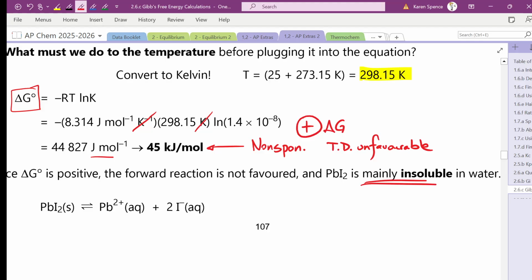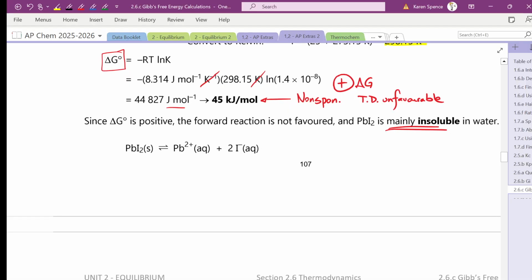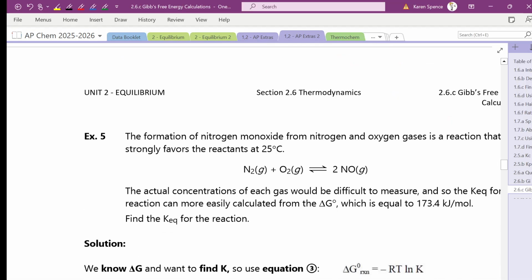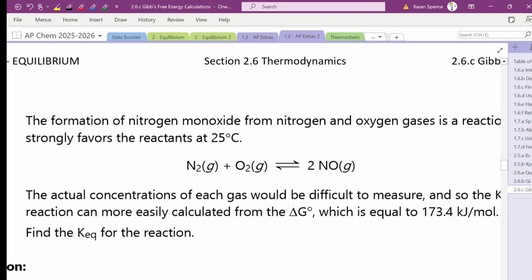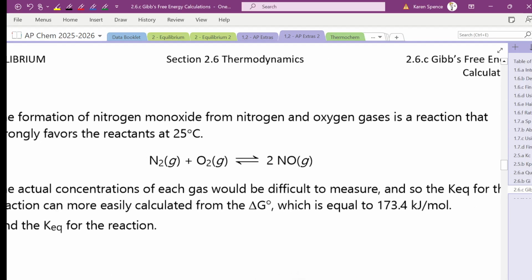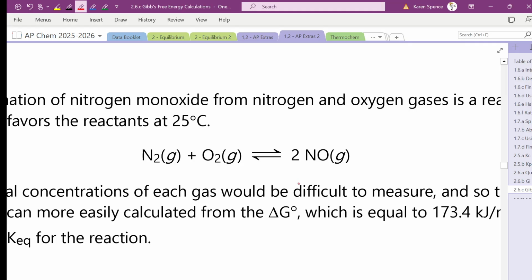And in Unit 3, we will spend most of our time looking at substances that are mainly insoluble. We'll look at things with teeny tiny KSPs and figure out what the concentrations are. They're all going to be like times 10 to the -3, times 10 to the -5, times 10 to the -7. Your concentrations will be teeny tiny. Do we get into any exciting questions yet? Not quite yet. That's okay. We're going to keep going. Here we have the formation of nitrogen monoxide.